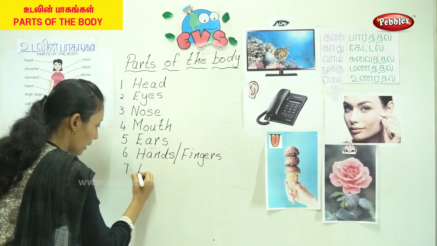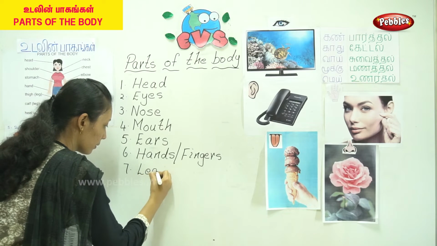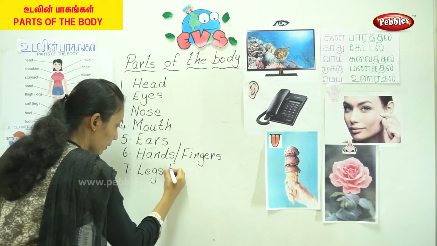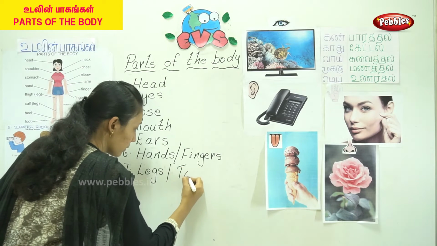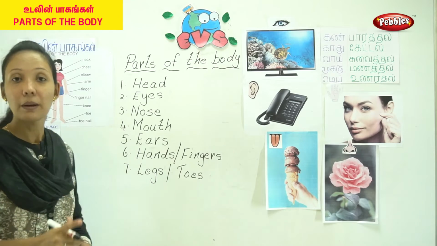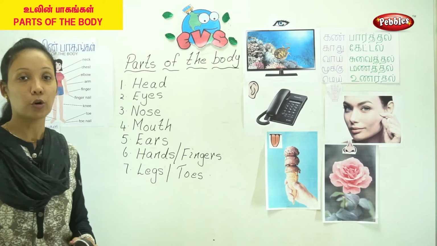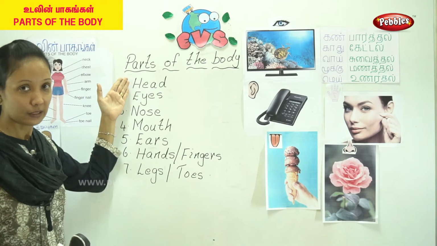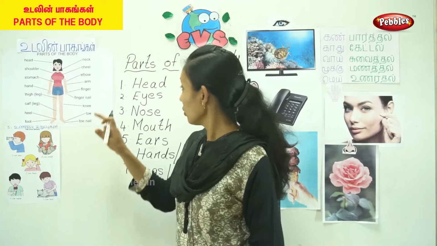Then your legs, your toes. Okay, so these are some main parts that you have in your body. That is your head. Yes, then next you have your eyes.